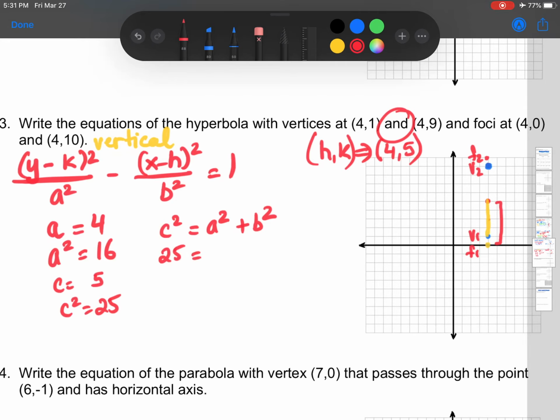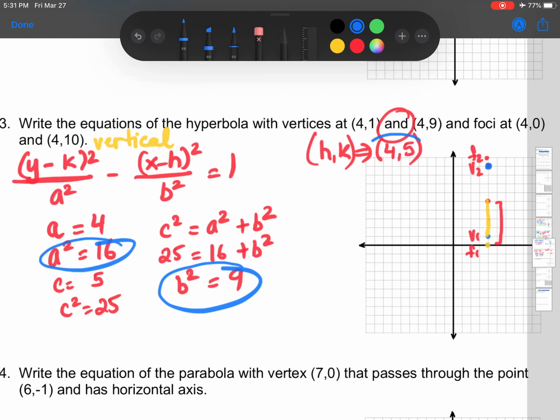So what do I get? 25. Substitute. Why are we doing this? We want to find b, right? We knew our a and c. 25 equals a squared, which was 16, plus b squared. So we just need b squared, so b squared is equal to 9, right? So now we have our b squared, we have our a squared, and we have our h and k.